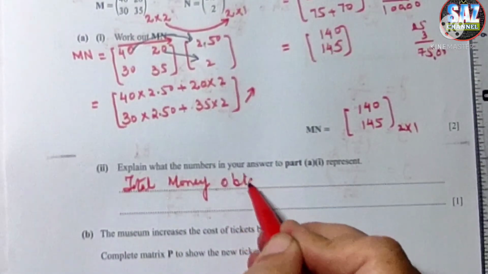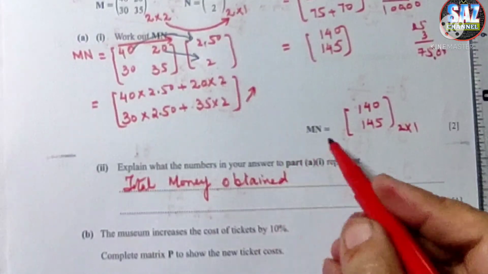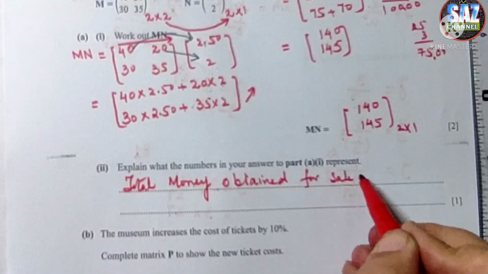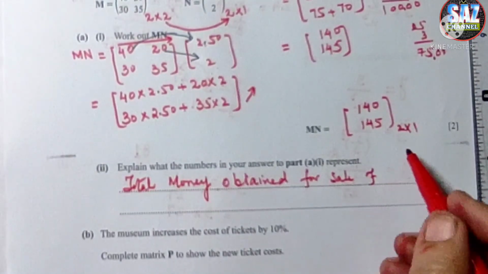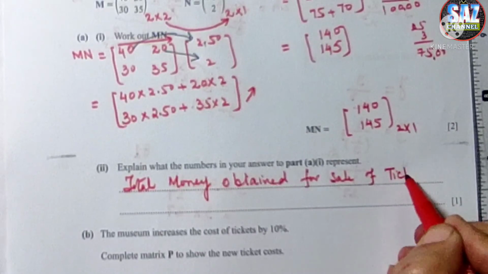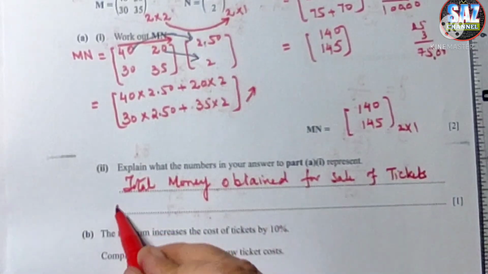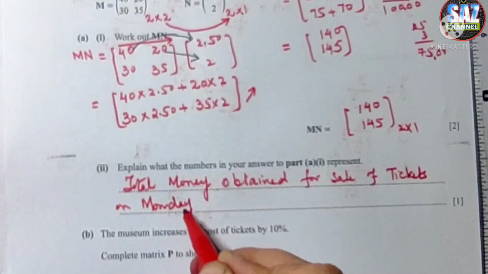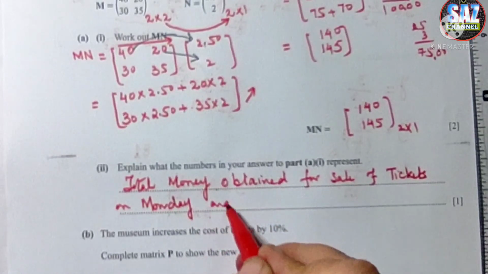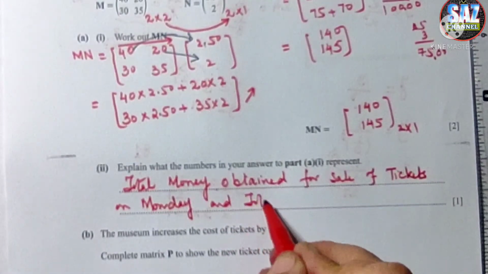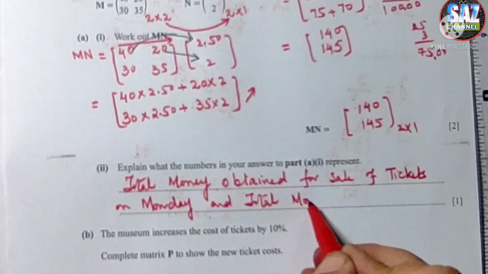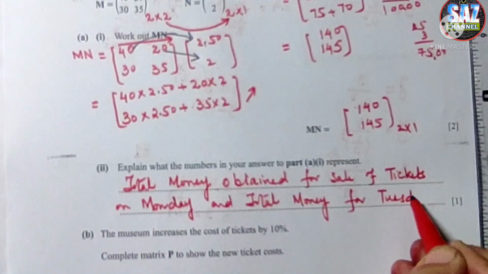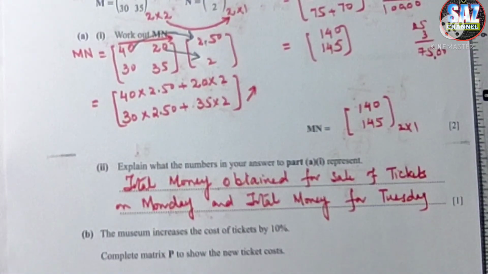Total money obtained on Monday for the sale of tickets, and total money for Tuesday. I hope you are really clear about this question. And let's move to the next question.